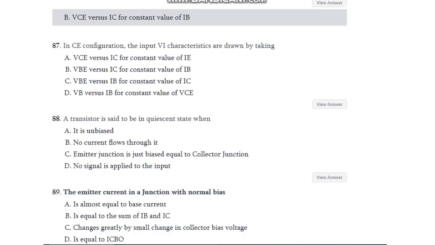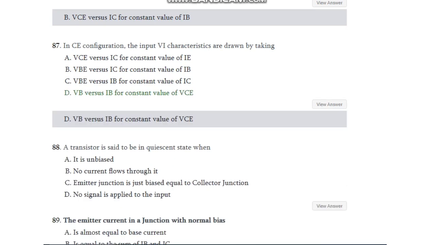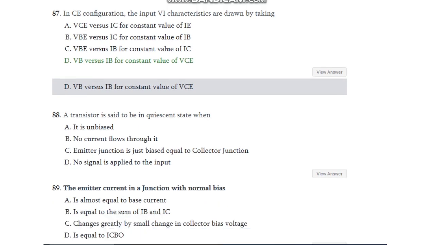Question number 87: in CE configuration, the input VI characteristics are drawn by taking VCE versus IC for constant value of IB, VBE versus IC for constant value of IB, then VBE versus IB for constant value of IC, and last is VBE versus IB for constant value of VCE, and that is the correct answer, D.